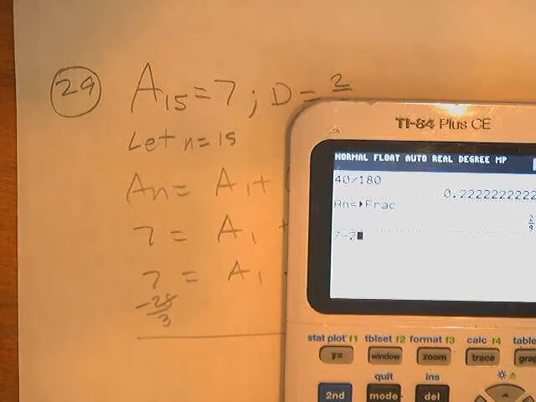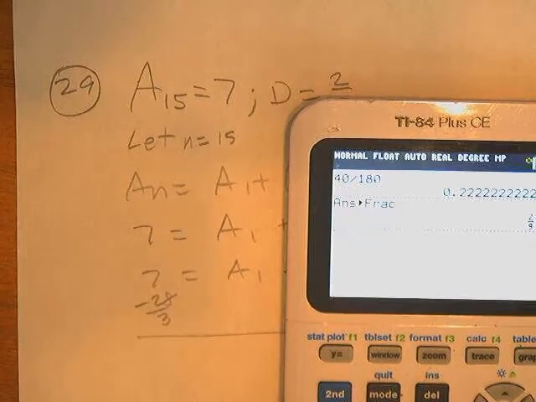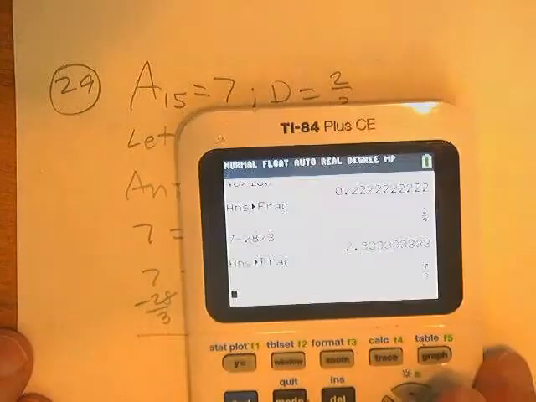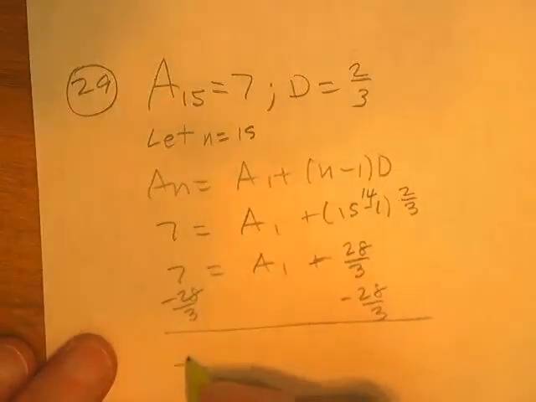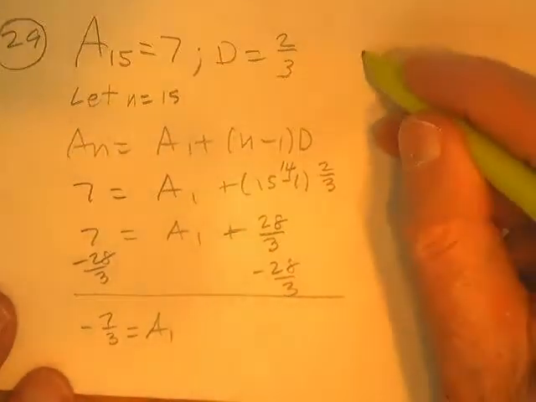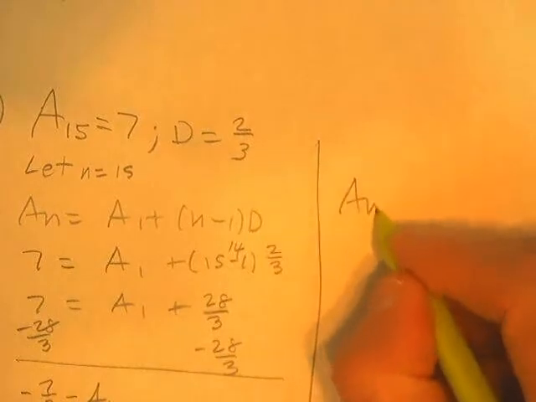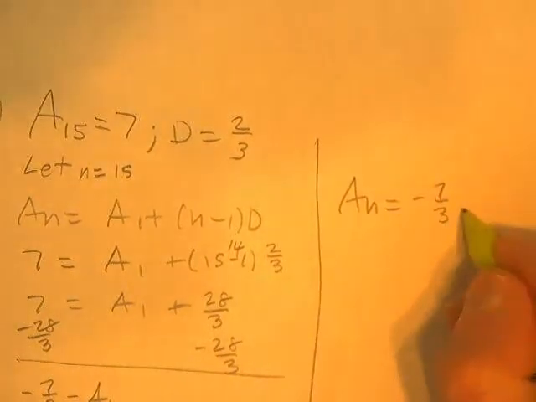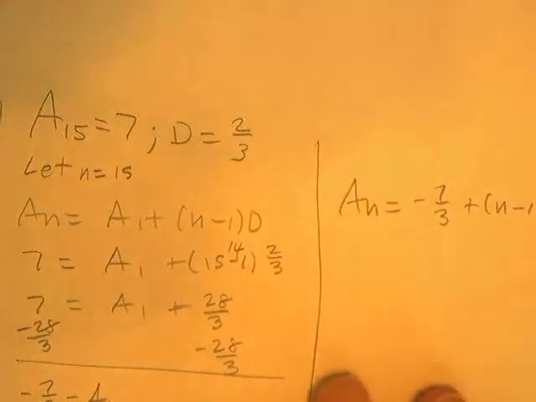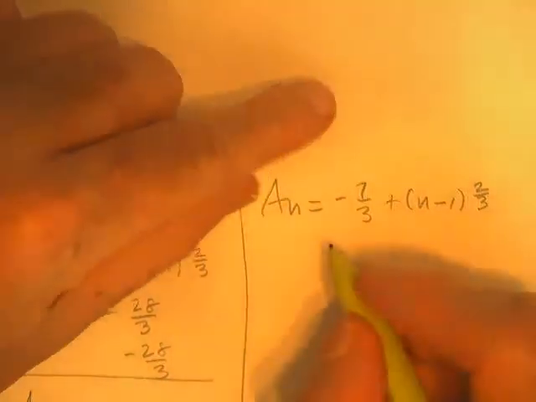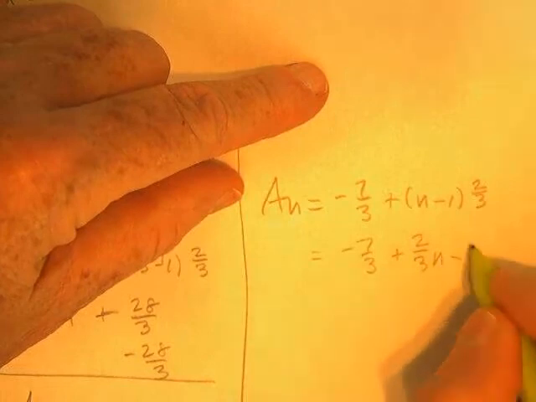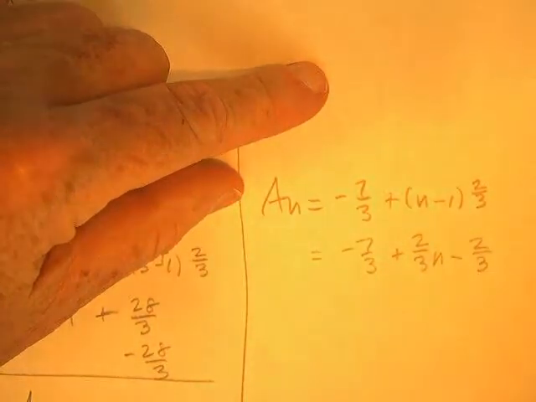This is going to be calculator dependent. If you like to use your calculator, here's a good place to do it. Math, enter, -7/3. Okay, so -7/3 is the first term. Now I'm going to put the -7/3 right here, and n minus 1 times 2/3 right there. Let's see, -7/3 plus 2/3 n minus 2/3.